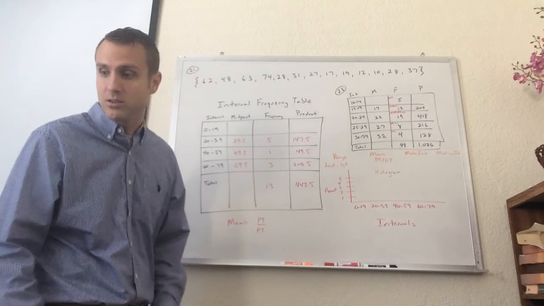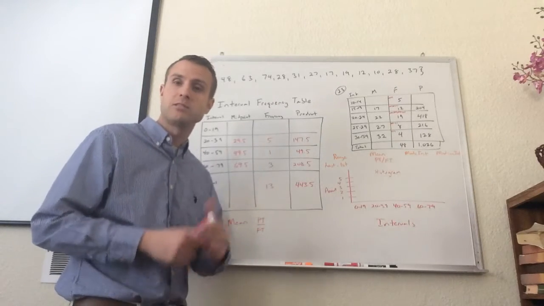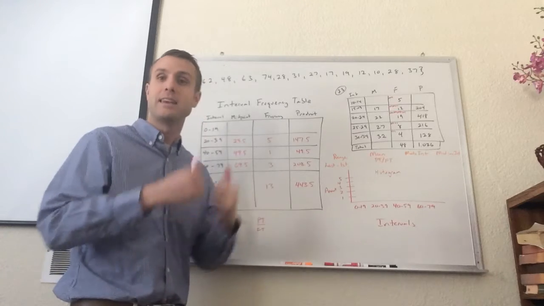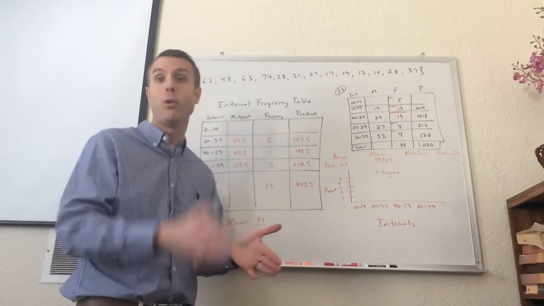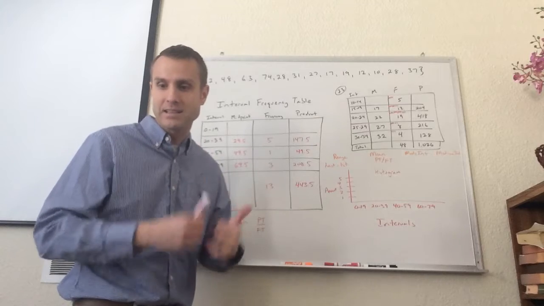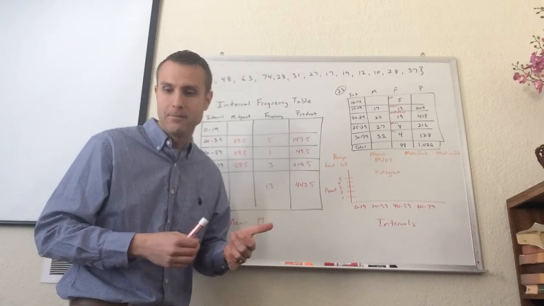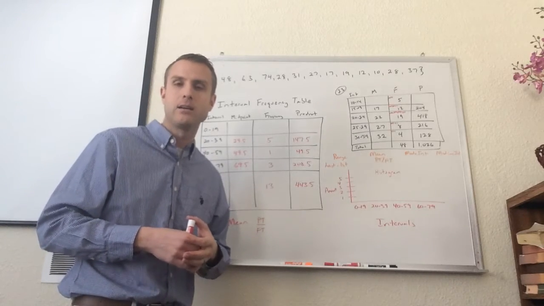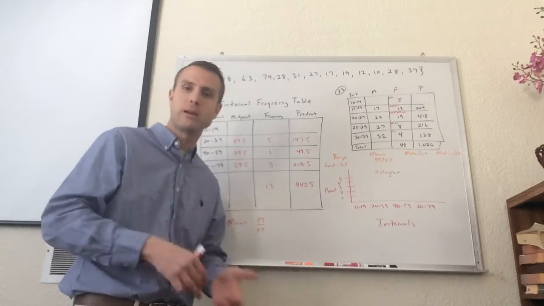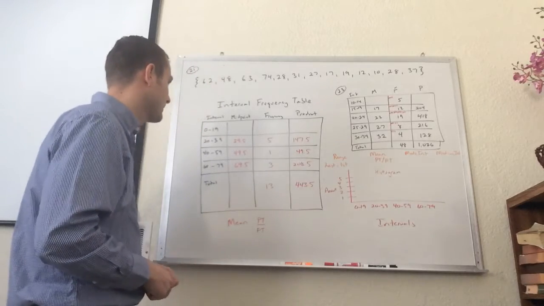For number 22, you're going to be doing intervals of 100. So it's 0 to 99. Then the next interval would be 100 to 199. And then the next interval would be 200 to 299, 300 to 399, and so on.